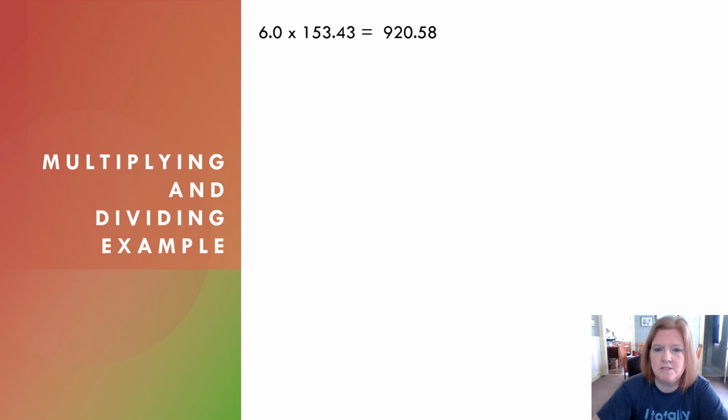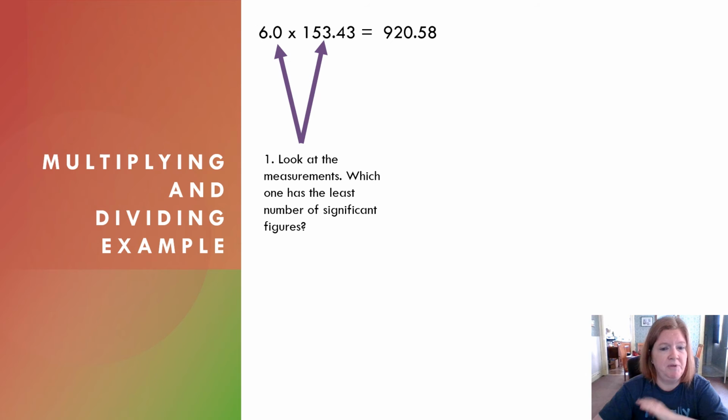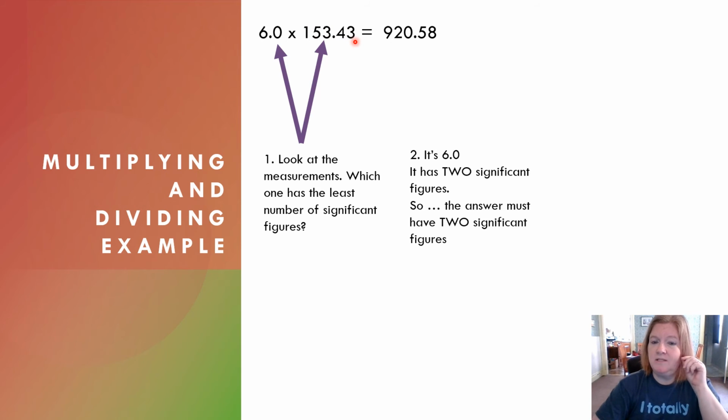All right, so here's math. So just do the math. Look at the measurements. Which one has the least number of significant figures? Well, this has a decimal. Start counting over here. That has 2. This has a decimal. Start counting over here. 1, 2, 3, 4, 5. Okay, so 6.0, it only has 2 significant figures. So that means my answer can only have 2 significant figures. So this has a decimal. Start 1, 2. Okay, so that tells me I gotta keep that 2, right? But everything else goes away. So it just is 920.